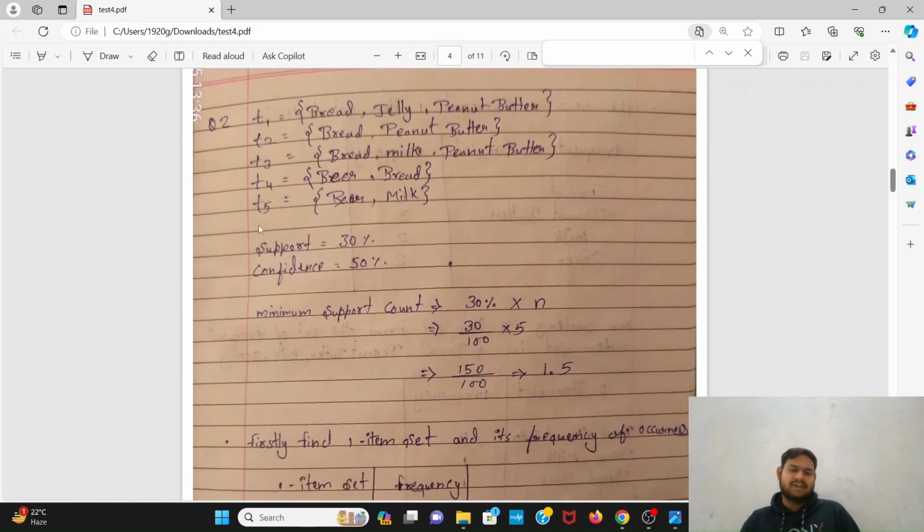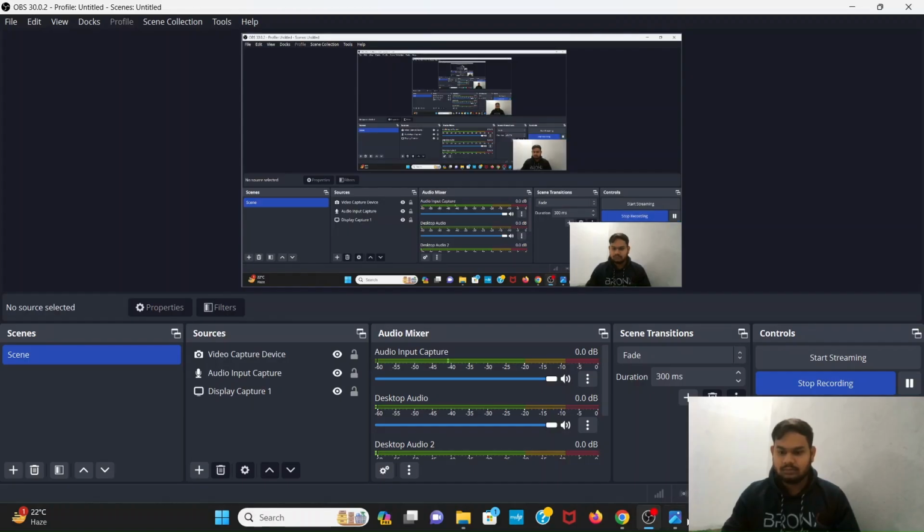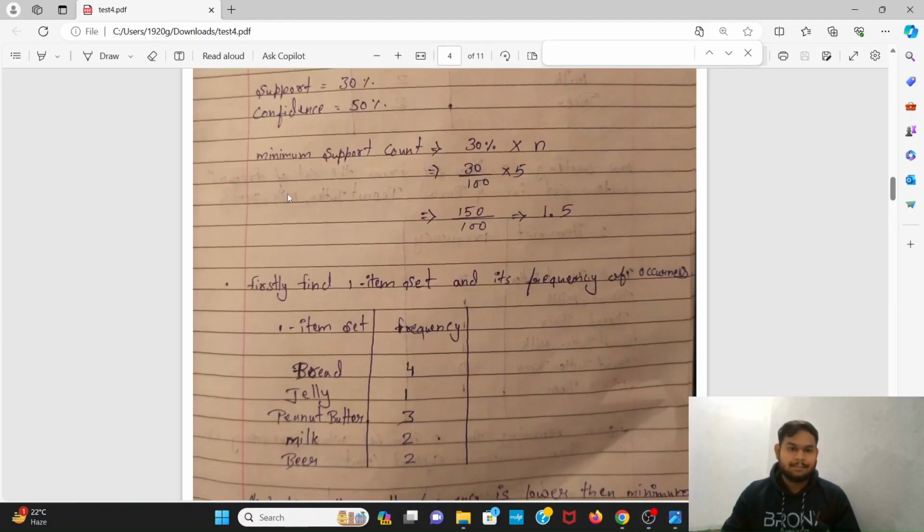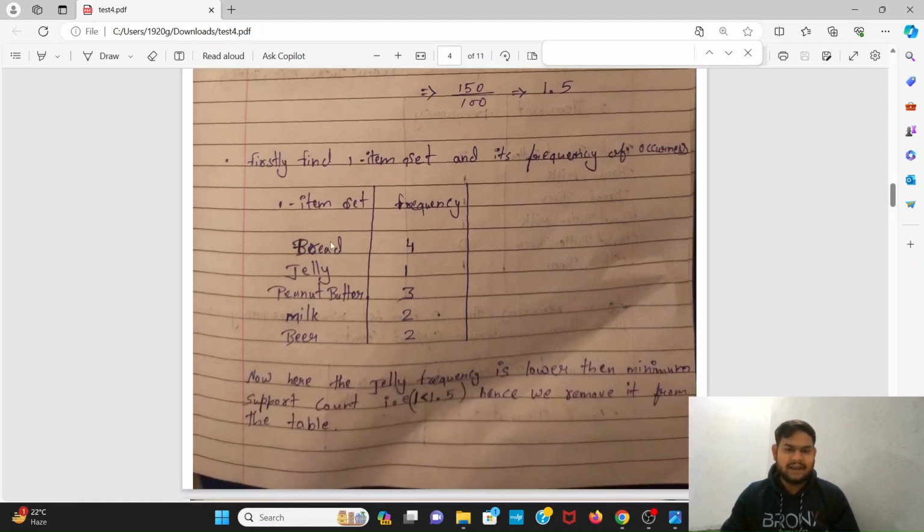we are given the transaction sets T1, T2, T3, T4, T5. Support is given as 30%, confidence equals 50%. Minimum support count equals 30% of n, which is 30 divided by 100 times 5, which equals 1.5. Firstly, find the one-item sets and their frequency of occurrence.